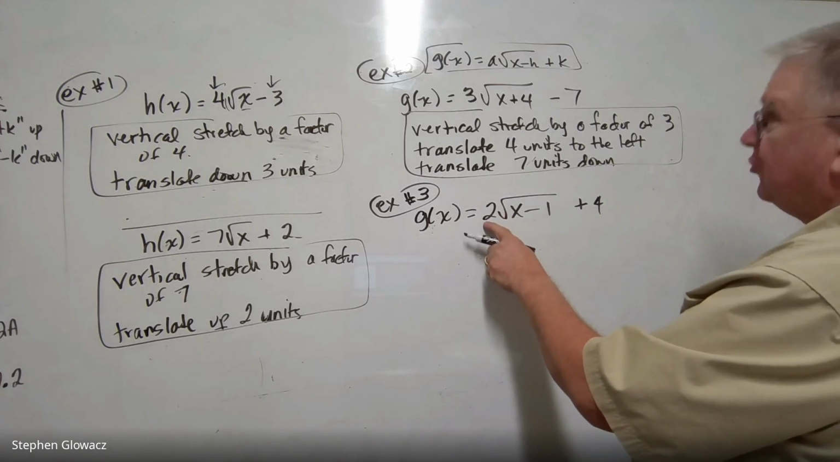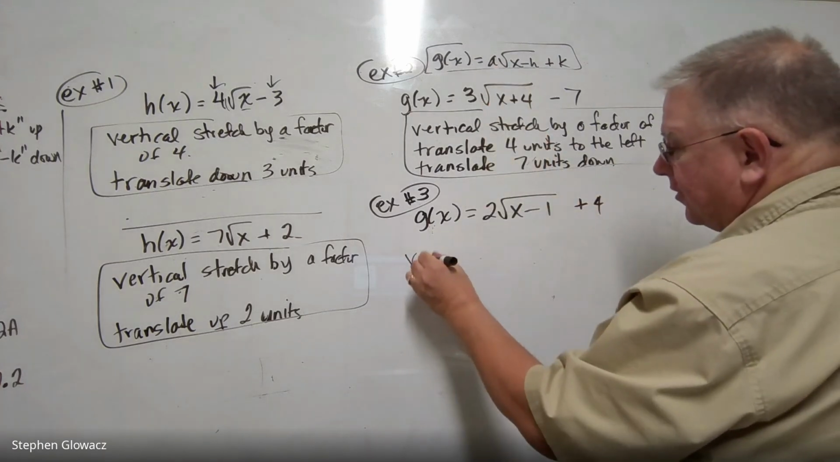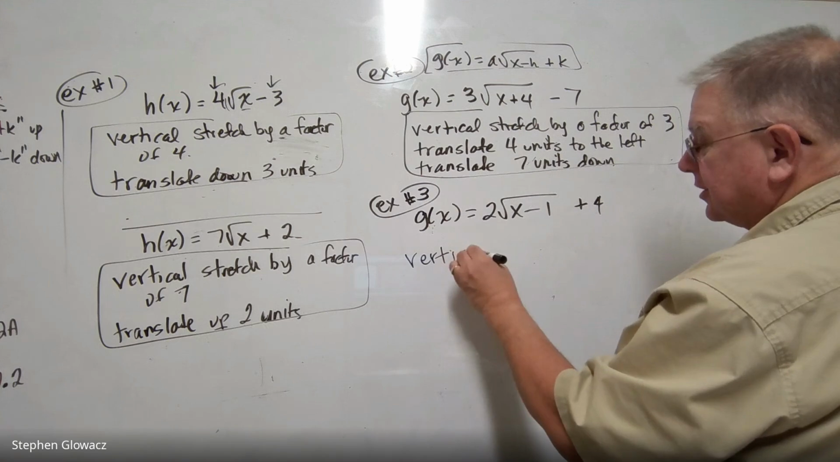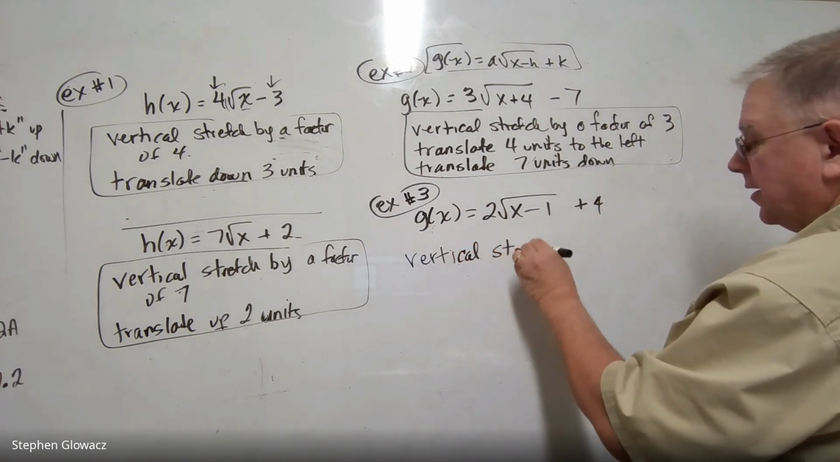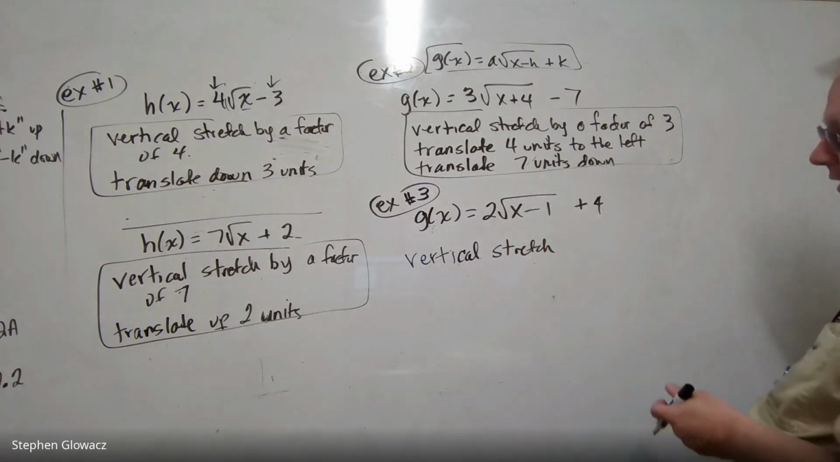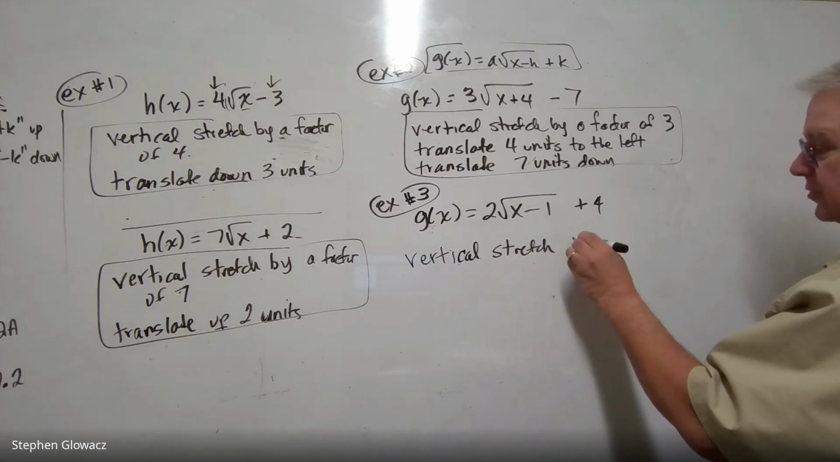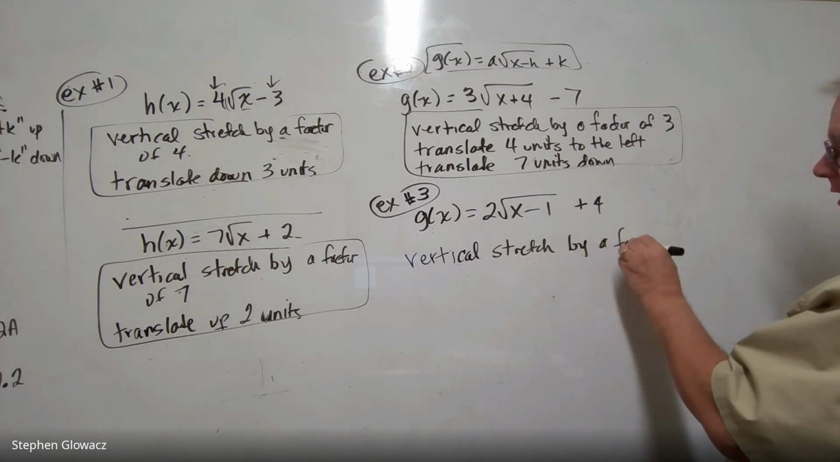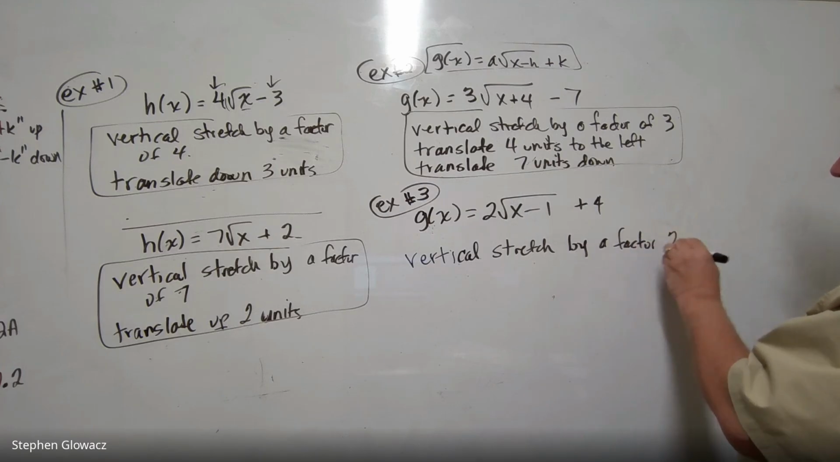All right, let's take a look at an example for number 3. This time we have 2 in the A position, so that's a vertical stretch by a factor. And why is it a stretch? Because 2 is more than 1, so any number more than 1. A vertical stretch by a factor of 2.